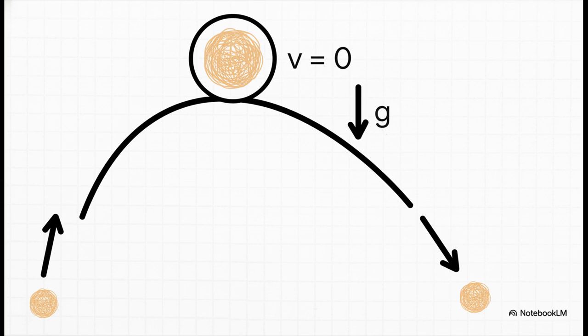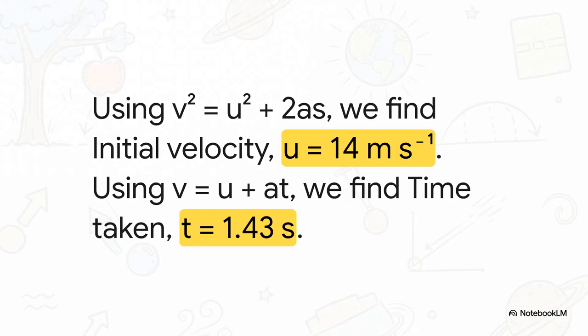But let me ask you a question. Is gravity still acting on it at the top? Of course it is. Gravity is always pulling it down. So the acceleration g is still minus 9.8 meters per second squared. So let's list our values for this problem. We know the final velocity at the very top, v equals 0. We have the displacement, s equals plus 10 meters, and we have the acceleration, g equals negative 9.8.